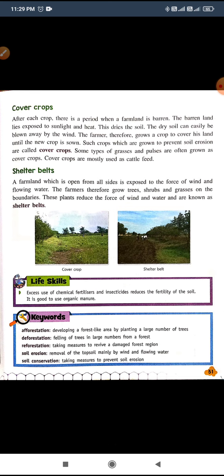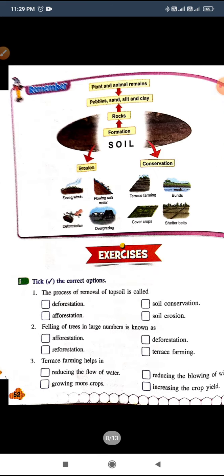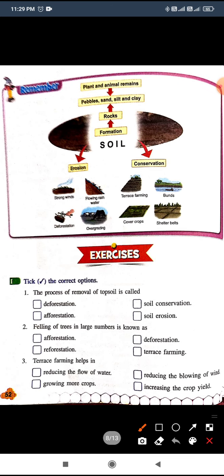What are cover crops? Sometimes just after a crop is harvested and before the next one is sown, the soil remains bare. Okay, now come to the exercise questions. This was the recapitulation. The first question is: the process of removal of topsoil is. The process of removal of the topsoil is soil erosion.